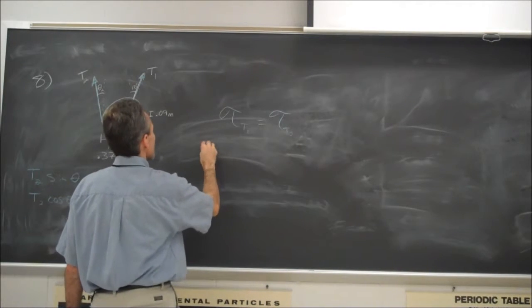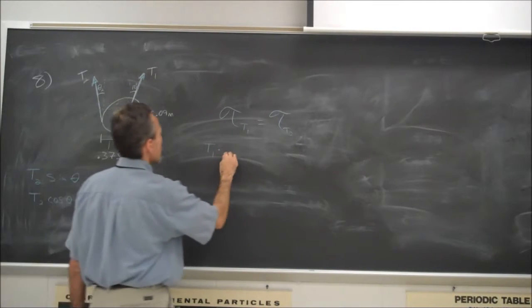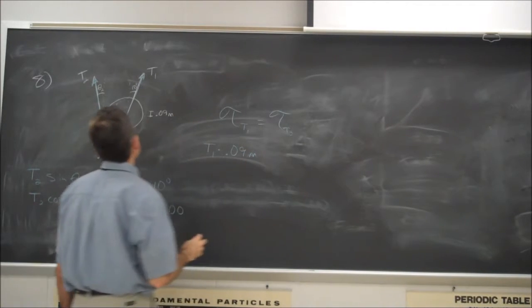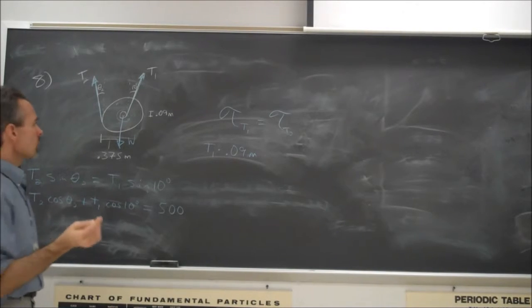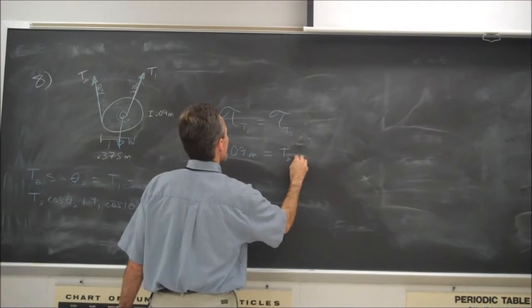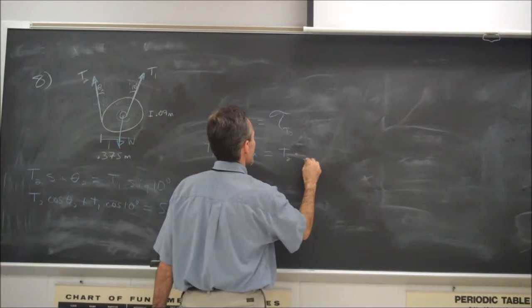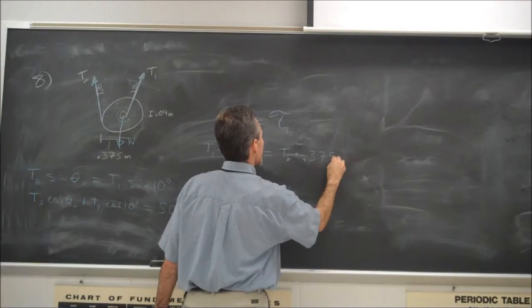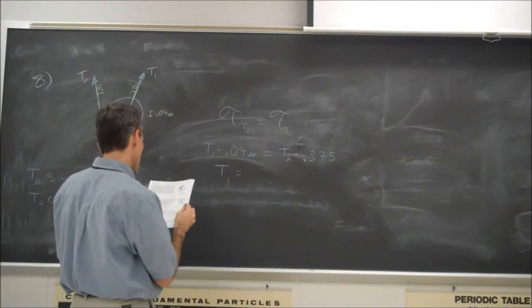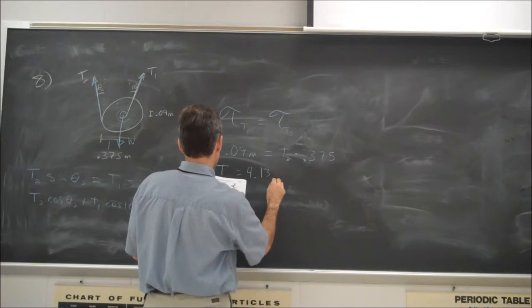And the torque would be equal to the tension T1 times the lever arm distance, which would be 0.09 meters, times the sine of the angle. Now it's tangent to the circle, so that would be 90 degrees, so I can just leave that off. Sine 90 is 1. So this will be T2 times its lever arm distance, which would be the radius, which is 0.375 meters. So now I can figure out what T1 is in terms of T2. T1 is equal to 4.13 T2.